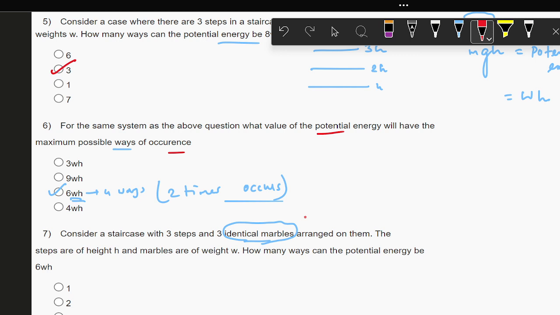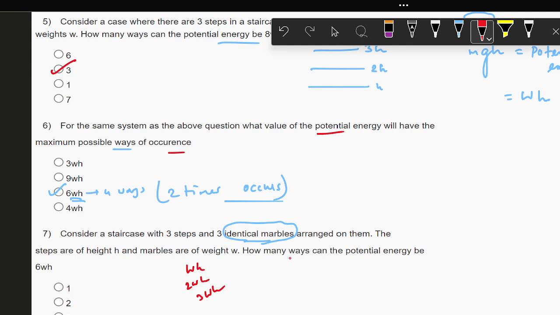They are all identical particles similar to each other. You cannot distinguish one marble from another. You cannot identify them by A, B and C. They are all same and similar to each other. Okay. And the other things are the same, that is the steps are each of height h and the marbles are of weight w. That means the potential energy contribution will be wh, 2wh and 3wh for each of the steps and each of the marbles. And then they are asking how many ways can the potential energy be 6wh.